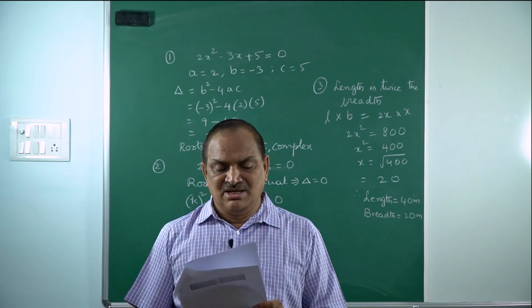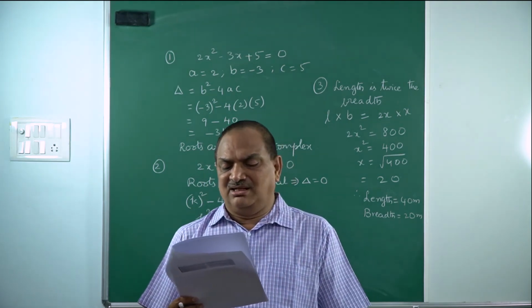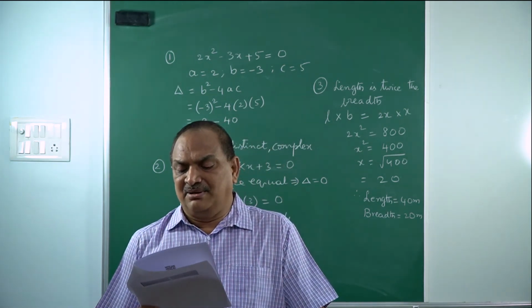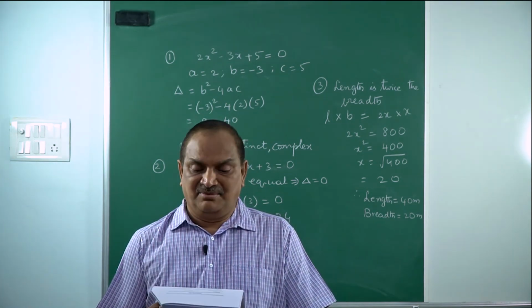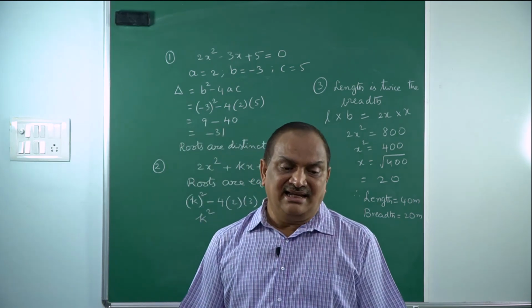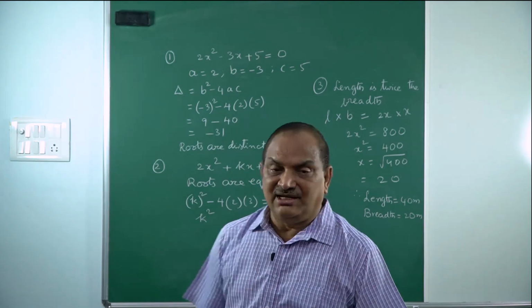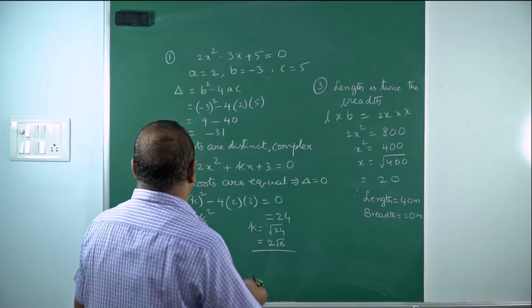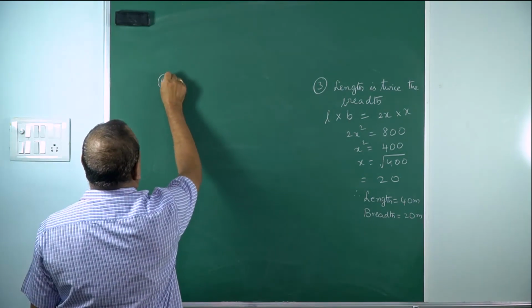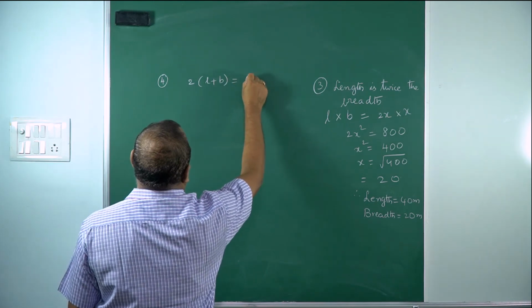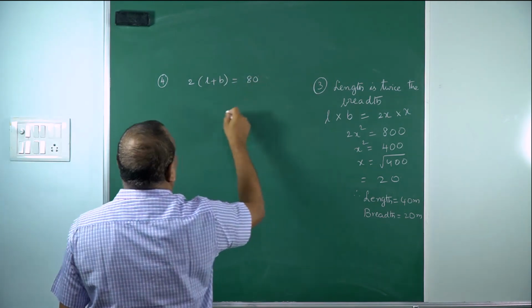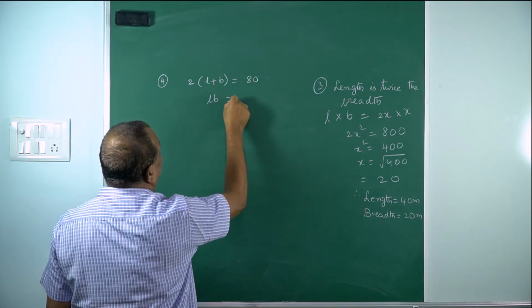That's an easy one. Is it possible to design a rectangular park? Perimeter is 80, remember that, and area is 400. Perimeter is 80 and area is 400. Let us see if we can design. And this is a very easy question. The perimeter formula is 2 into (L plus B), and that must be 80. Okay, and area must be 400.